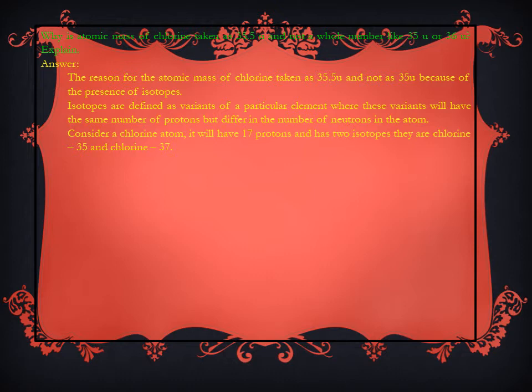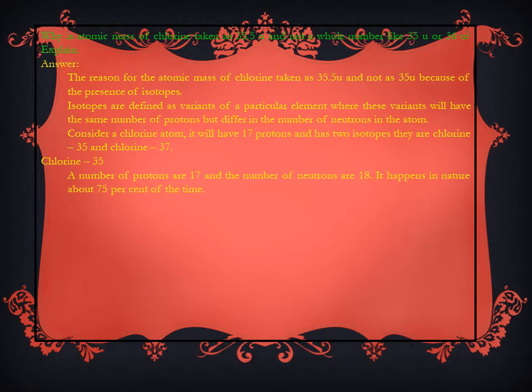Isotopes are defined as variants of a particular element where these variants have the same number of protons but a different number of neutrons in the atom. The definition of isotopes: elements that have the same atomic number but different mass numbers. Consider a chlorine atom. It has 17 protons and has two isotopes, chlorine 35 and chlorine 37. Now chlorine 35: the number of protons is 17 and the number of neutrons is 18.